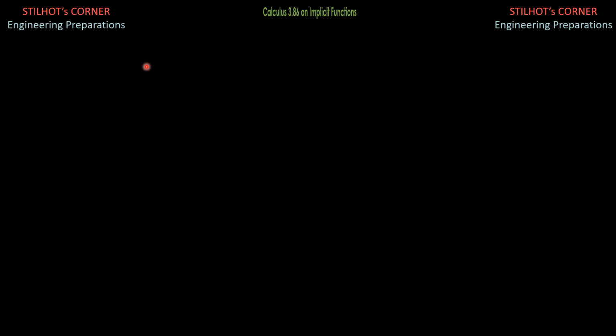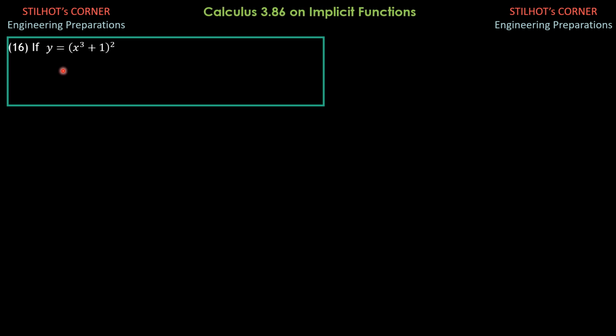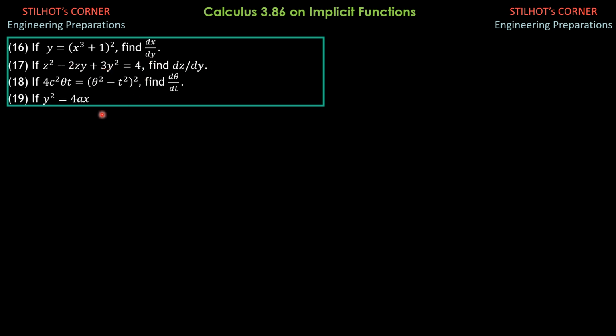So here we go. If y is quantity x cubed plus 1 squared, find dx/dy. So that's number 16. I will just mention 17, 18, 19 later. By the way, these exercises with the same numbering are taken from the book by Love and Rainville.